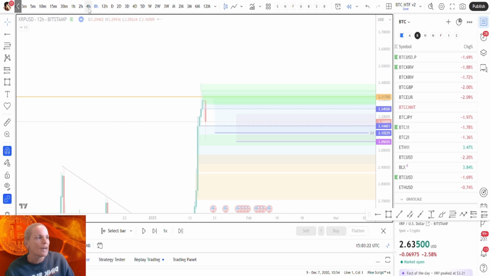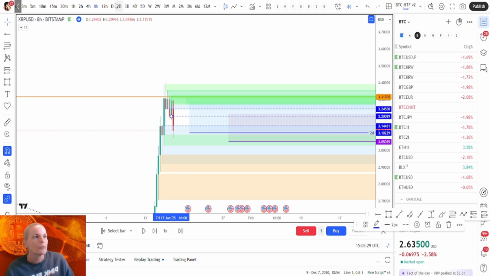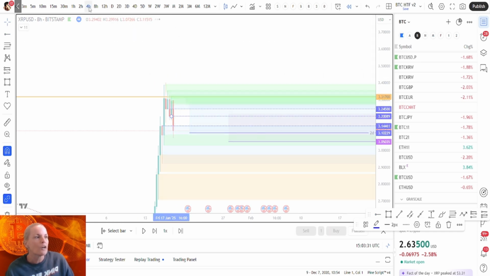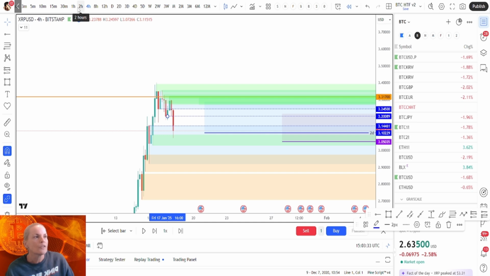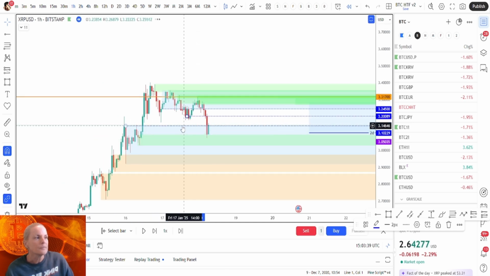There's nothing new there. There's potentially a new 8-hour in here. I'm not sure if this is going to confirm or not. At this point in time, there's potentially a new 8-hour supply. It's a weak 8-hour supply because it hasn't broken demand, but it has a fairly decent move away from it. And then there's another new hourly supply in there.